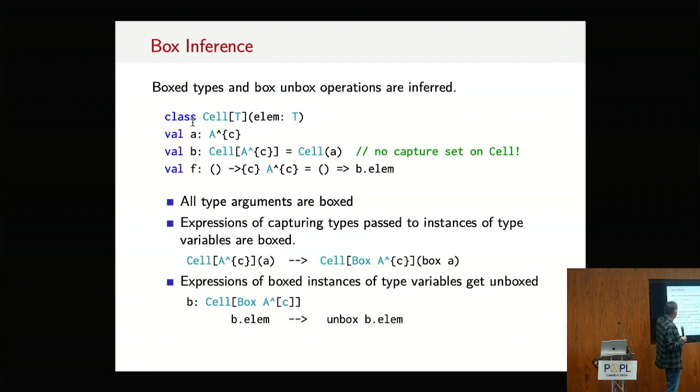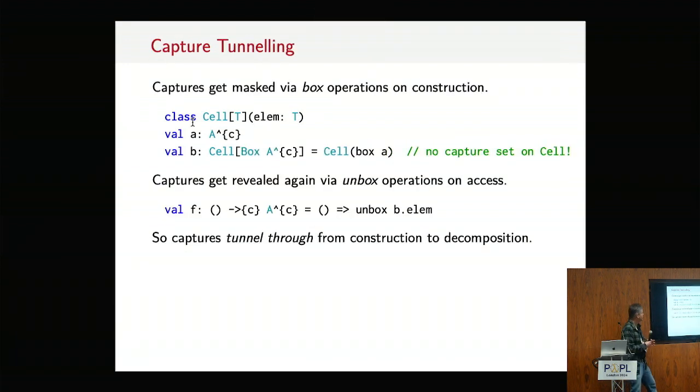So essentially, the rules are: all type arguments are boxed. Expressions of capturing types passed to instances of type variables get boxed, and expressions of boxed instances of type variables get unboxed on access. So if B has this type, then B.lm would get unboxed. And what this unboxing means, it has no runtime semantics. It's essentially just an accounting thing, as we have seen previously. If you have an unbox here, then the environment, which is essentially the closure here, gets charged with that capability to say that environment now accesses that capability. So essentially that's where it pops out. That's the only effect, you could say, that boxing and unboxing has.